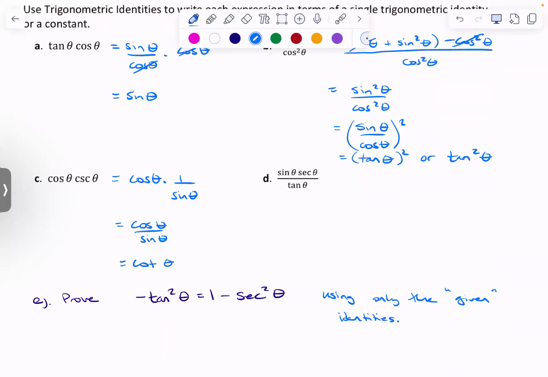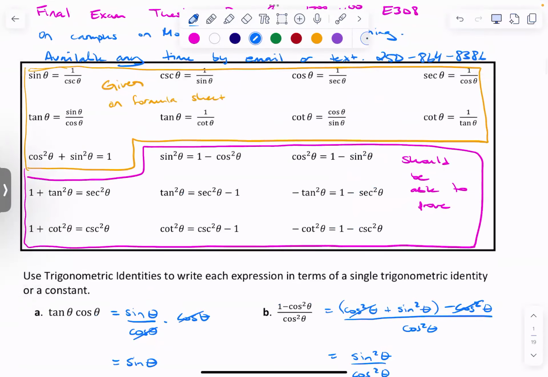Isn't it the same as tangent to the minus 1 of theta? It is. So the cotangent is the inverse. If I don't remember cotangent, then you can write tan inverse. That's okay. It's tricky because it's the reciprocal of tangent, not the inverse of it. You'll have these on your formula sheet. All right, these are on your formula sheet.